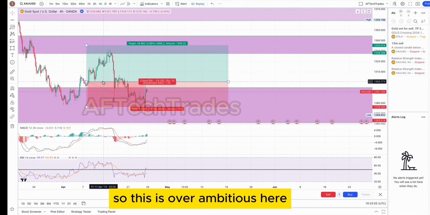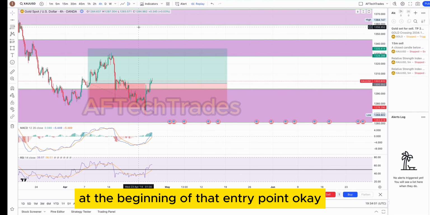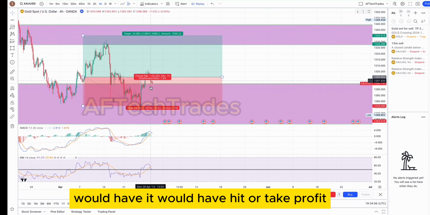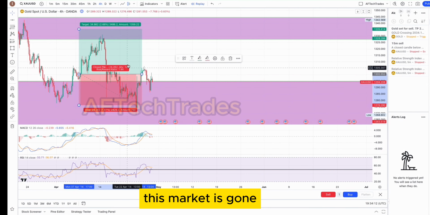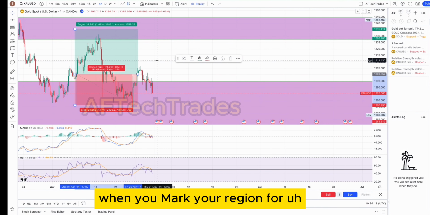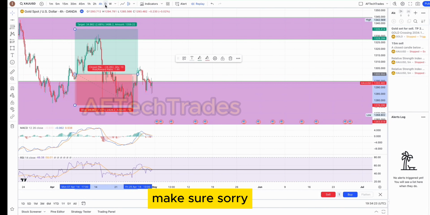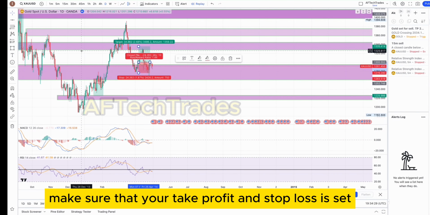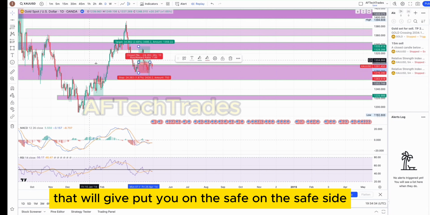So this is over ambitious here. It was over ambitious at this point. I should have put it here at the beginning of that entry point. Okay, if we put it at the beginning of the entry point, it would have hit our take profit. So this market is gone here. At this point, this market is gone. So also take note of this. When you mark your regions for take profit and stop loss, make sure that your take profit and stop loss is set at the entry to those points. That will put you on the safe side.